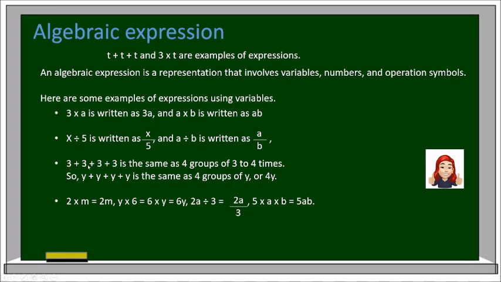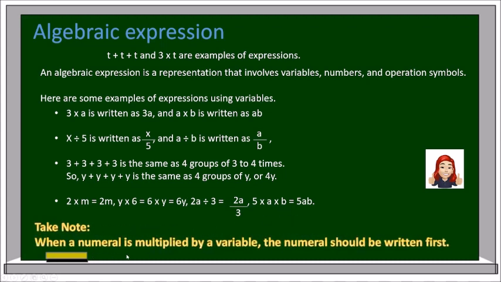3 plus 3 plus 3 plus 3 is the same as 4 groups of 3, or 4 times 3. Next, Y plus Y plus Y plus Y is the same as 4 groups of Y, or 4Y. 2 times m is equal to 2m. Y times 6 or 6 times Y is equal to 6Y. 2a divided by 3 is equal to 2a over 3. And 5 times a times b is equal to 5ab.